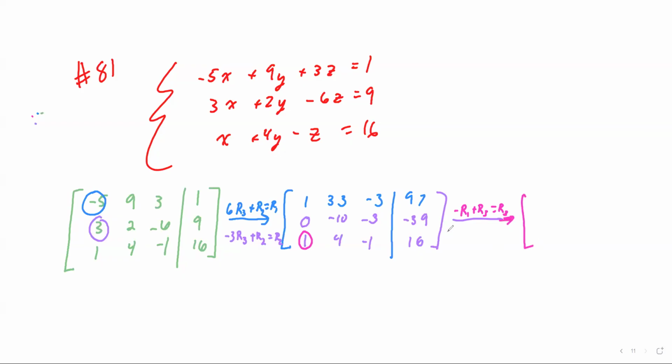So let me get my new row 3 going. That's going to be a -1 plus a 1, which is a 0. That's a -33 plus 4 gives you -29. That's going to be a 3 plus -1. That's going to give you a 2. That's a 3 plus -1. Yep. That's going to be a -97 plus 16. So 97, let's make it a negative, plus 16, we get a -81.